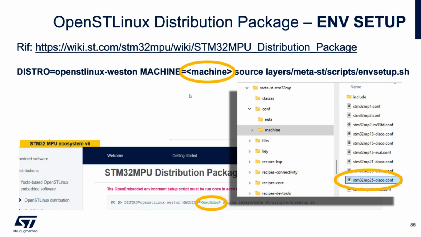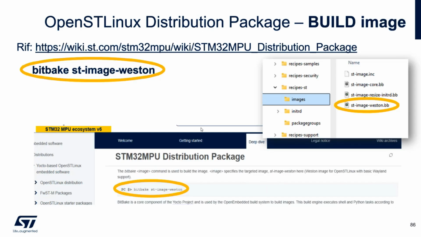Consider that you can always find the description of all the possible machines on our wiki page and in the machine folder, and you need to apply this label when you want to set up the environment. And the same for the image. The image is the argument that you use with the BitBake command.